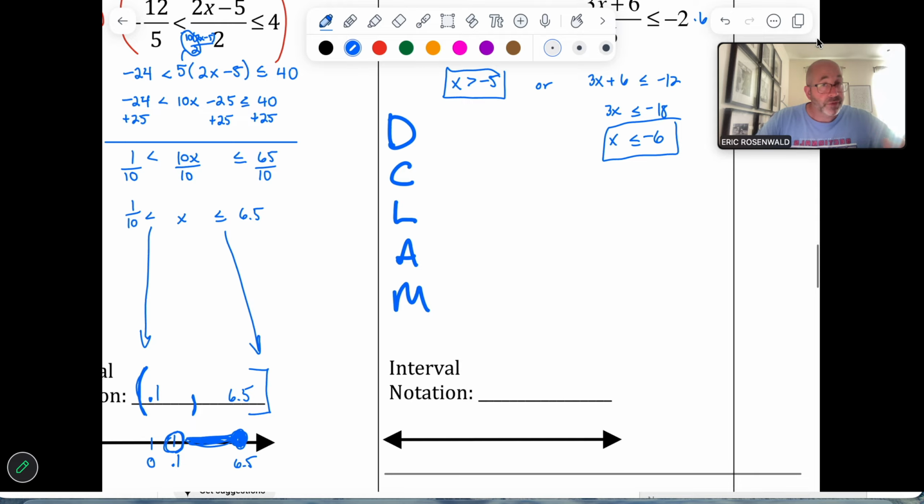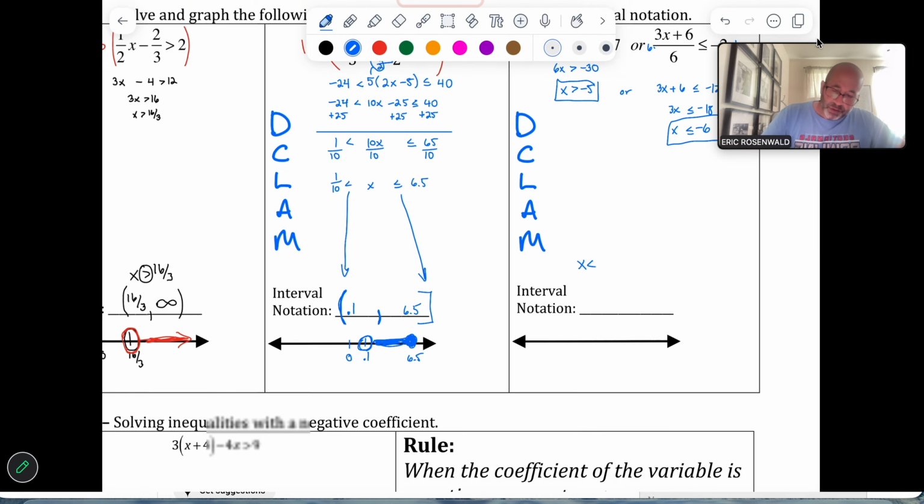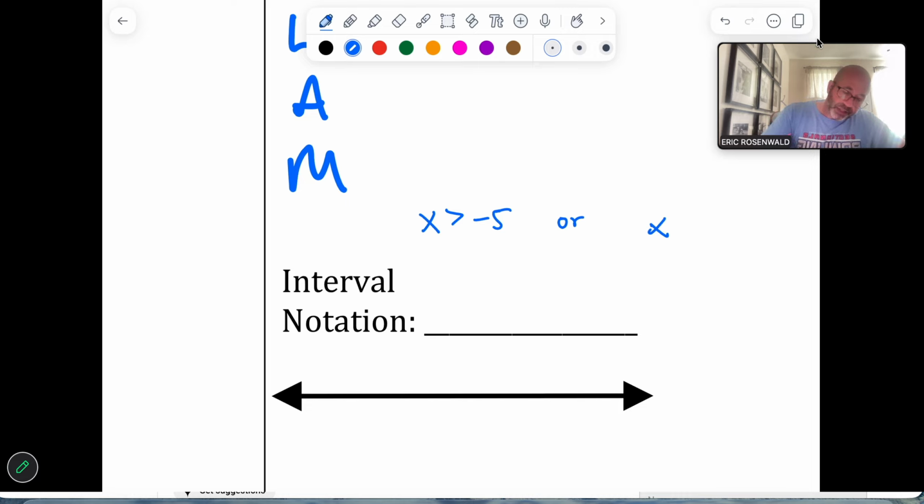Well, we have two different intervals that are happening here. Let's look at the graph first so we can kind of see it here. So we have x is greater than negative 5, or x is less than or equal to negative 6. And let's look at these. Ready? We'll go to negative 5. Let's go ahead and make an open circle, and it says x is going to be greater than negative 5. That means it's going to be all the values bigger than negative 5. So it's going to go over here in this direction.